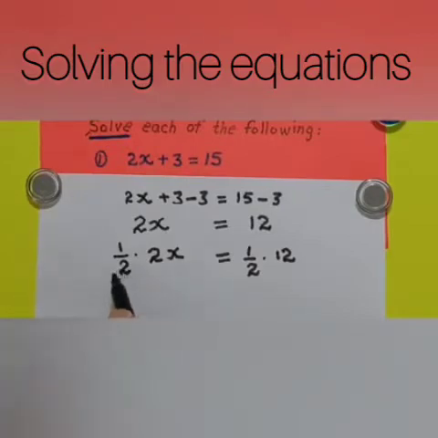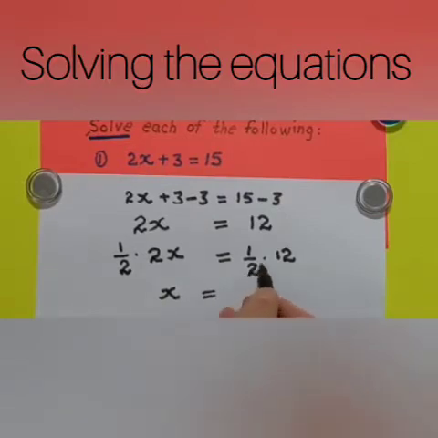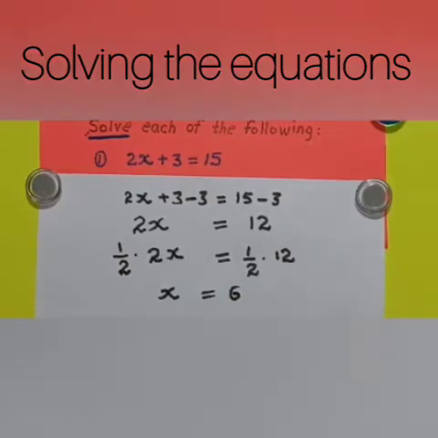You can cancel here 2 with 2, and the result is 1 times x, that means x. And here, on the other side, we can cancel 2, which gives me 1. Here, 12 over 2 gives me 6. So 1 times 6 is 6, the result. So this is the value of x. And by this way, we consider we solved the equation.